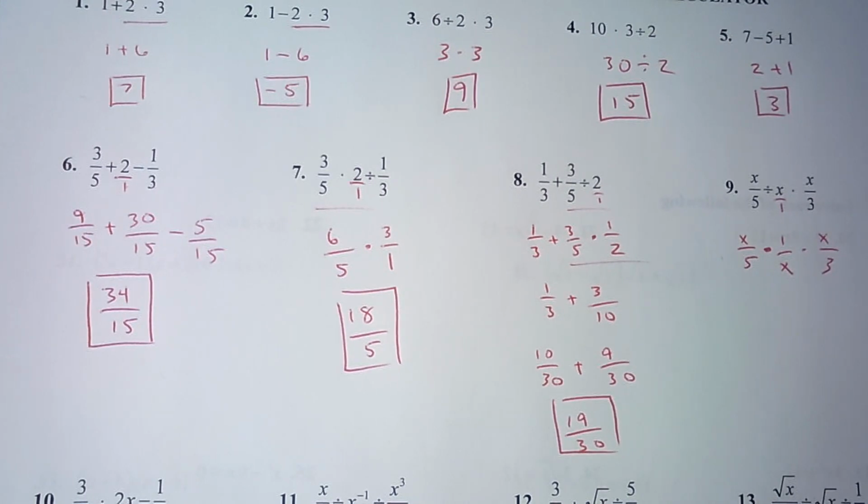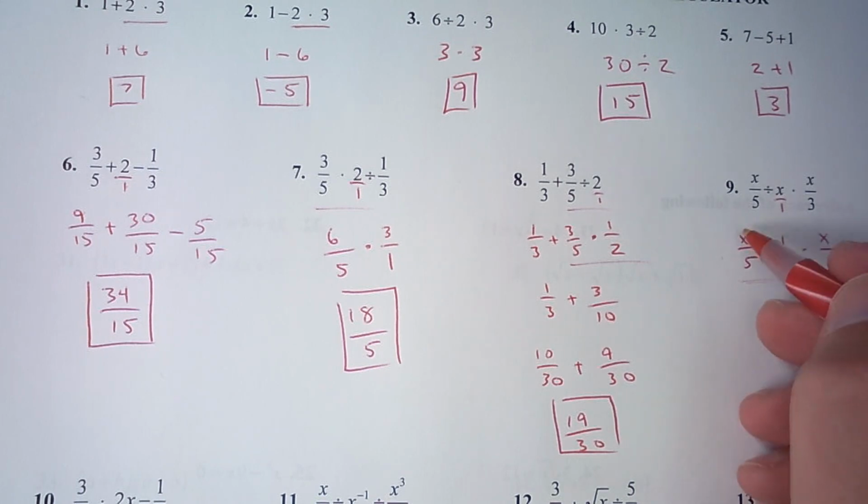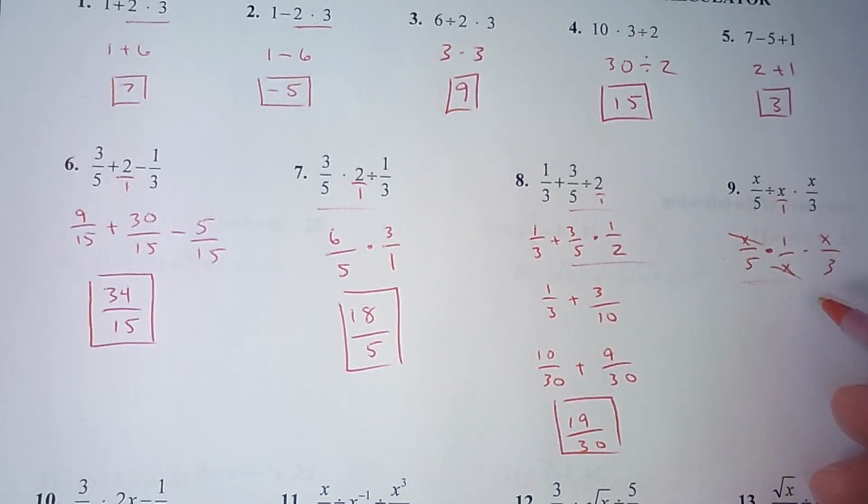Okay? Now, I can multiply these first two, and when I do that, I see these are going to cancel. So I'm just going to have 1/5 times x over 3, and now I'll multiply across top and bottom and get 1 times x is x, 5 times 3 is 15.